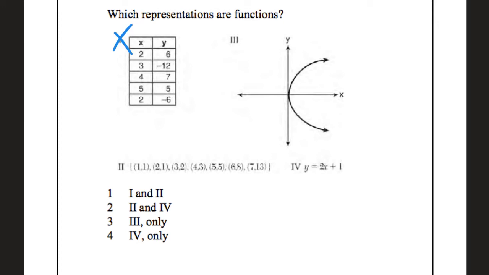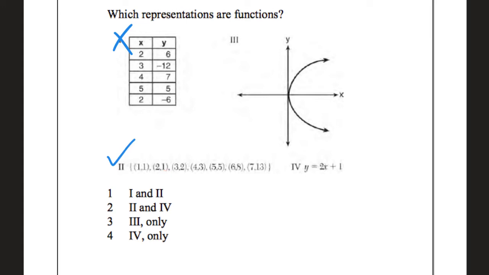For choice two, we have a set of points. The x values we have are 1, 2, 3, 4, 5, 6, 7. So no x values repeat. This is actually good. Is it a problem that you may be noticing that you see a 1 here and a 1 here? That's perfectly fine.